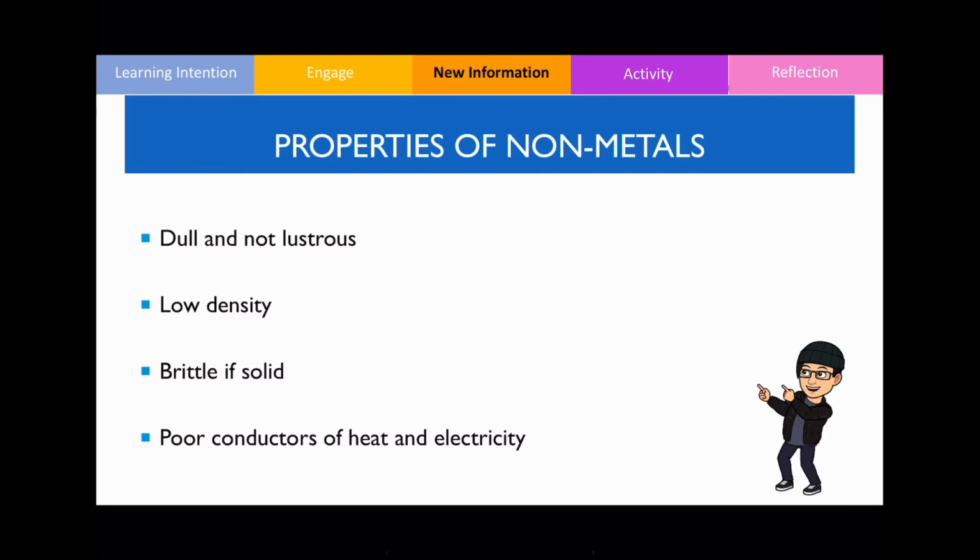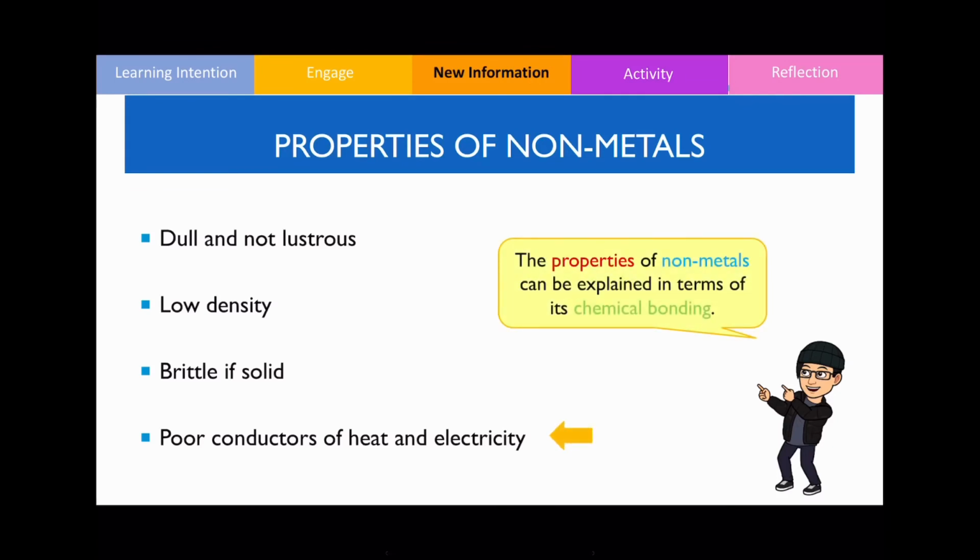We know that most nonmetals exist in the gaseous state, but examples of nonmetals that do exist in the solid state, like, for instance, graphite and sulfur, are generally brittle, with the exception of diamond, obviously. And lastly, they are poor conductors of heat and electricity. And what we're going to be able to do, hopefully by the end of today's lesson, is explain why nonmetals are poor conductors of both heat and electricity.